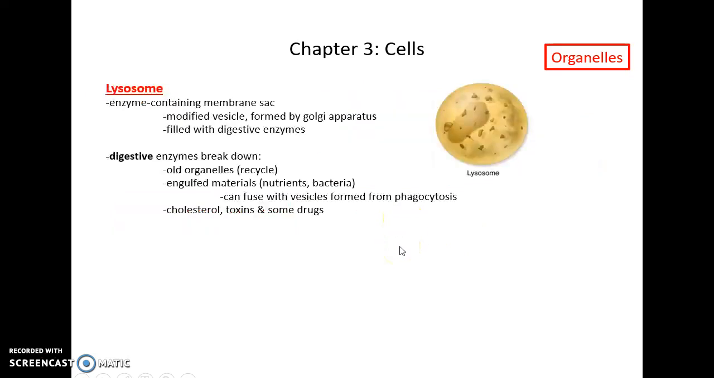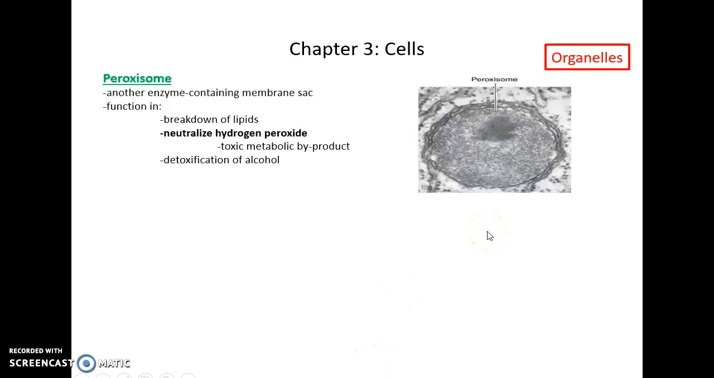Lysosomes are modified vesicles. These modified vesicles are filled with digestive enzymes. What lysosomes do is, for instance, when materials are brought in via phagocytosis, the lysosome will fuse with that vesicle and then break down the material or pathogens or whatever that's inside that vesicle. Lysosomes can also break down and recycle old organelles and can be involved in the destruction of some drugs, toxins, and cholesterol.